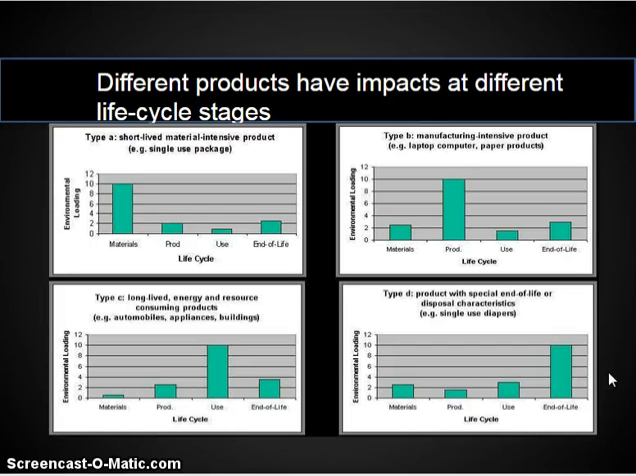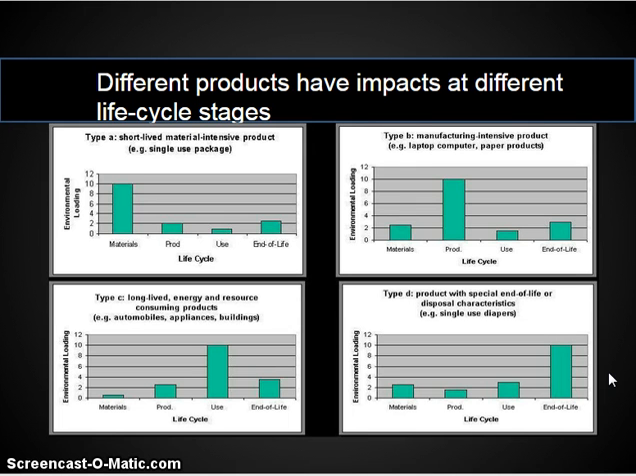Let's look at a manufacturing intensive product like a laptop computer or paper products. Here, it doesn't take a lot of materials to make a laptop, but it does take a lot of energy and a lot of specialized stuff for production. So you have quite an intensive environmental load during the production. Not so much on use, but end of life should be, again, bigger, because disposal of electronics is a huge issue these days.